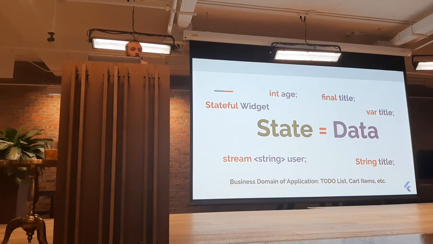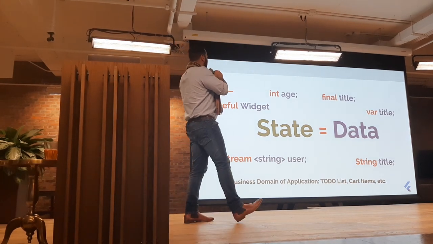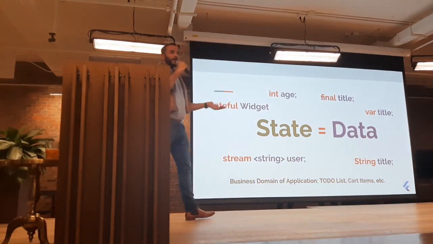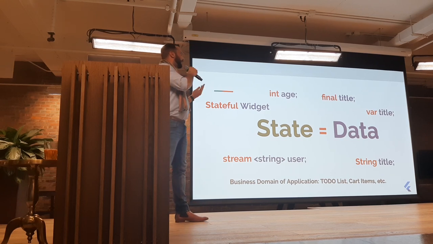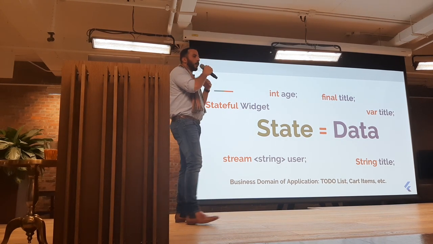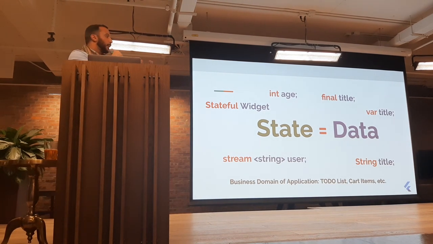This data can be in the form of variables or data structures that come from different sources. Things like age, things like name or title, these are all parts of your application. They can live on a local database, they can live in an API, and what you need to do at the end of the day is to display that data in your UI in a way that kind of makes sense. And once again, whenever it gets updated, you want it to be updated on your screen as well.